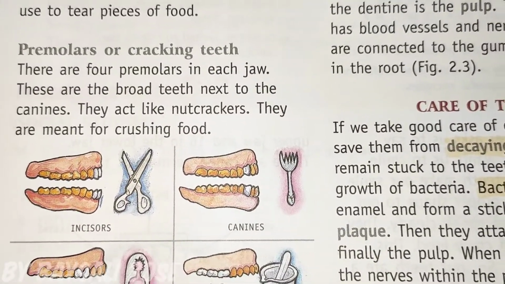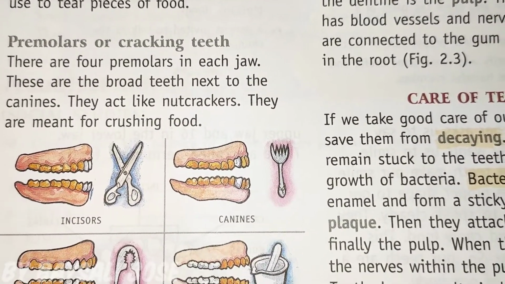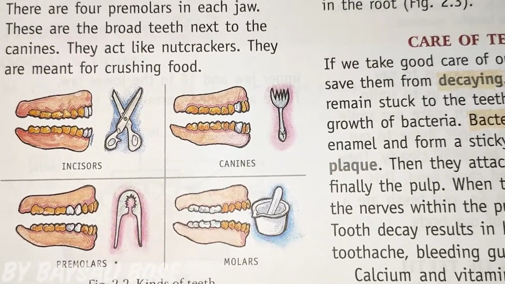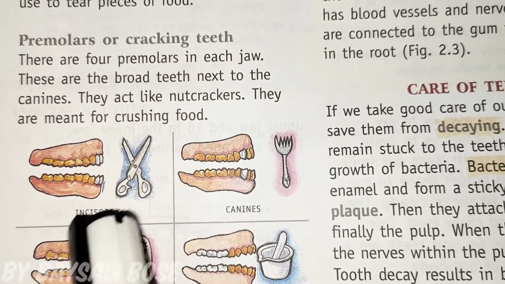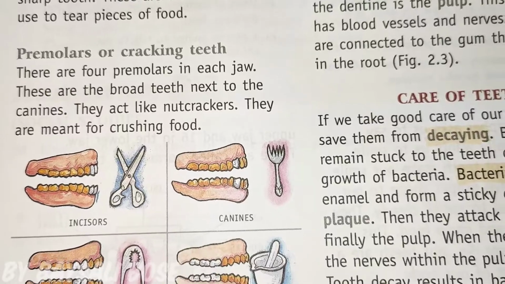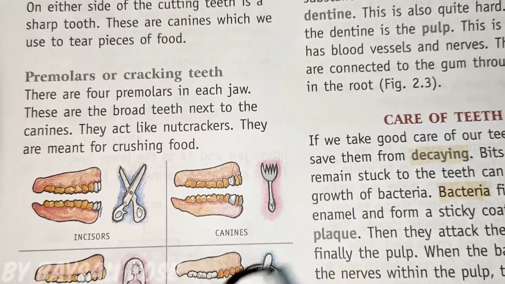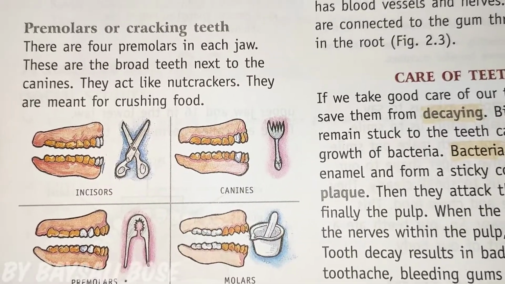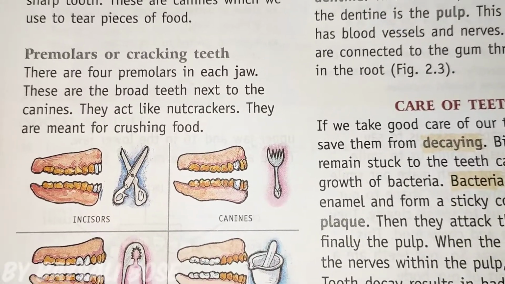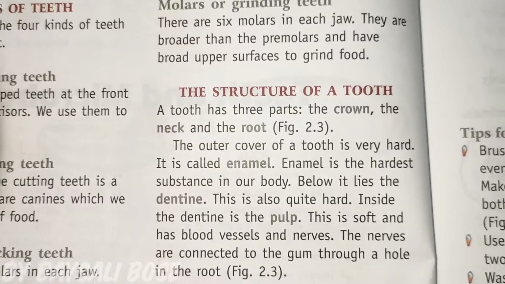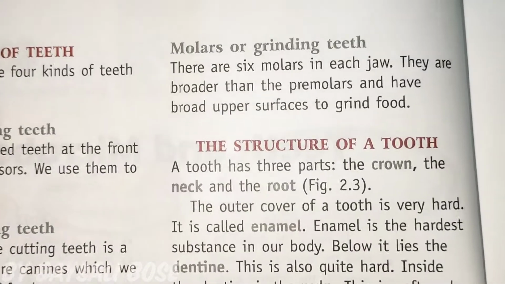So incisors are just to cut the food. By this diagram you can easily remember. Incisors help to cut the food, canines help to tear the food, and premolars help to crack or crush the food. And now what is the function of the molars, or grinding teeth?